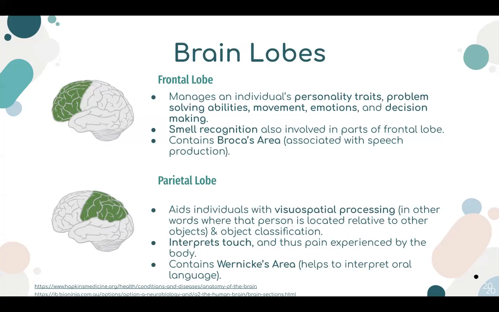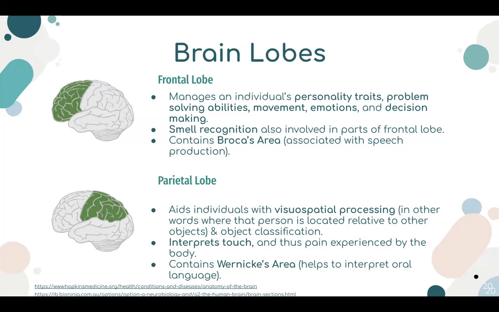Okay, so now we have the lobes of the brain. Basically, you have the frontal lobe, and this is going to manage your personality traits, your problem-solving abilities, your emotions, basically everything that makes you, you. And it also is involved in things like smell recognition and contains focus areas, so speech, things like that.